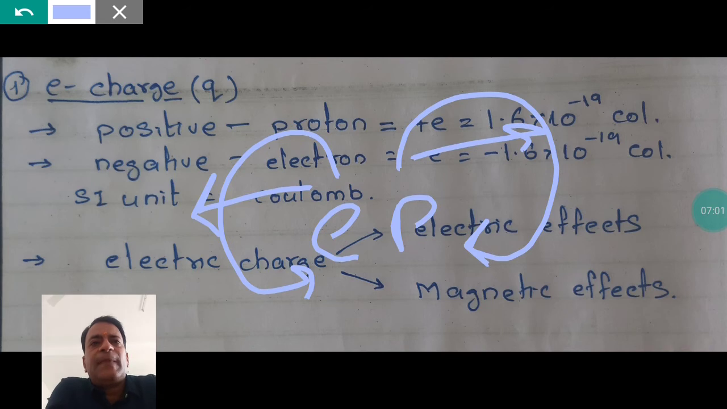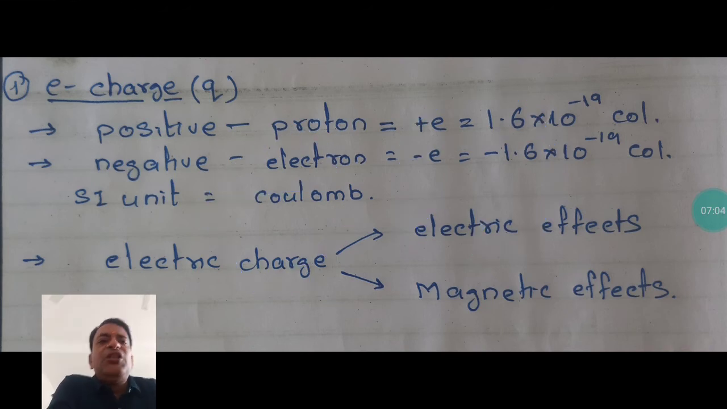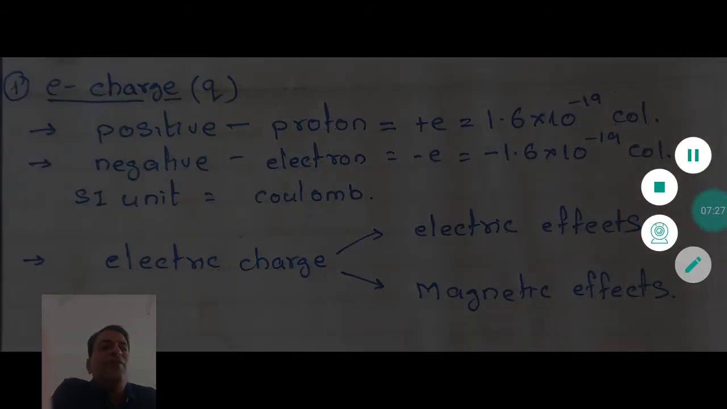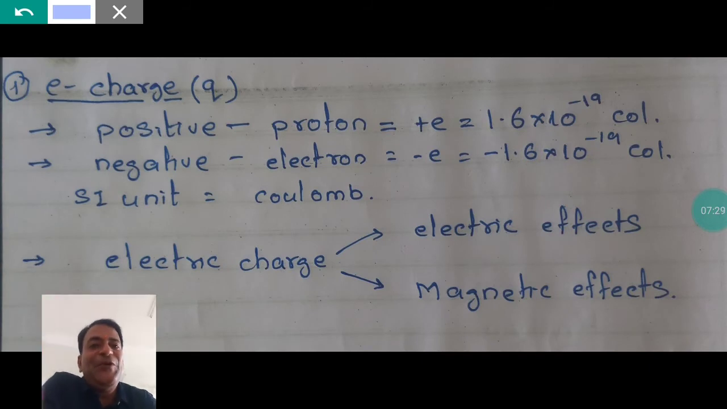Now, coming to this, see. If the charge of a proton or electron is very small, 1.6 into 10 to the power minus 19, then how many protons or how many electrons will be required to make 1 coulomb charge? If I want to know that, I have to use some mathematics. So what should I do?